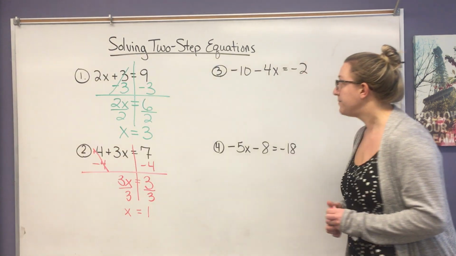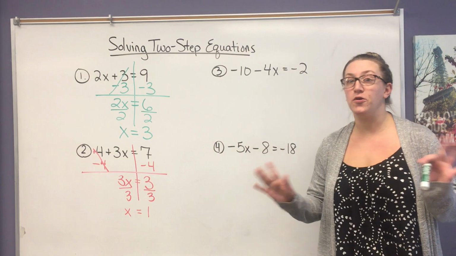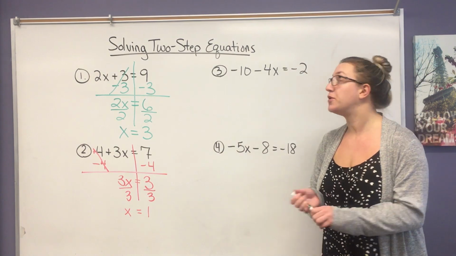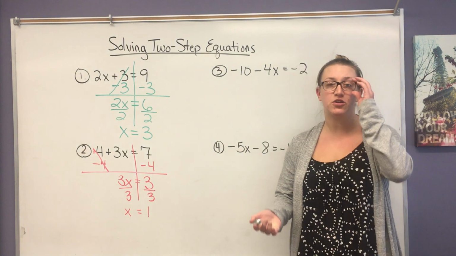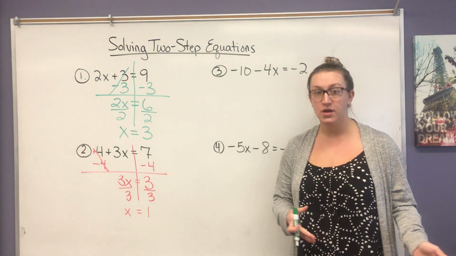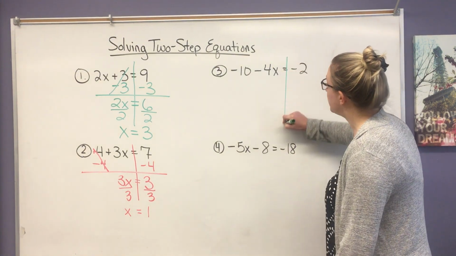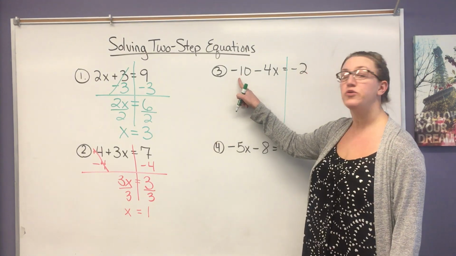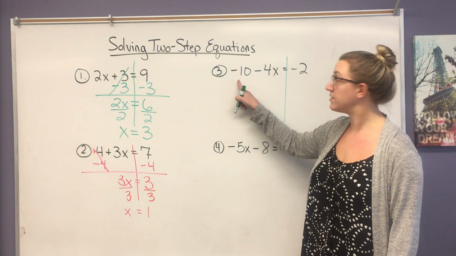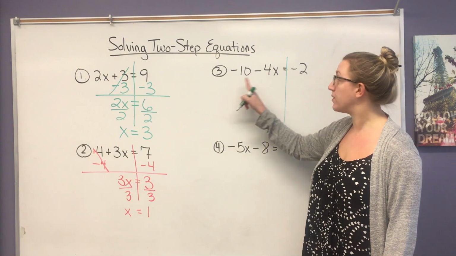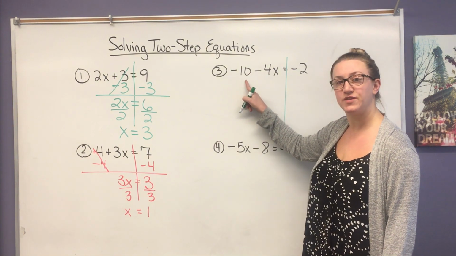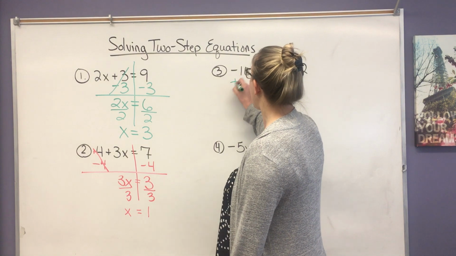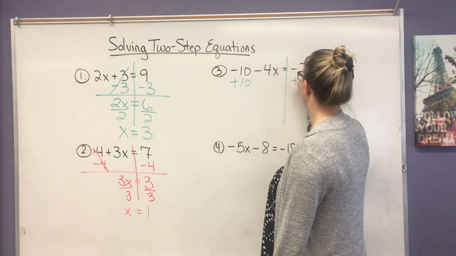For number 3, we put in a whole bunch of negatives. Ooh, no big deal. If you need your calculator, you're going to want to go and get that now. Okay? So we're going to split this down the middle. And our first step should be to remove the constant from both sides. I want x to be by itself, so I'm going to undo this negative 10 first by adding 10.